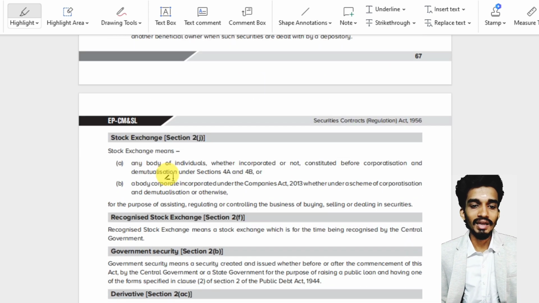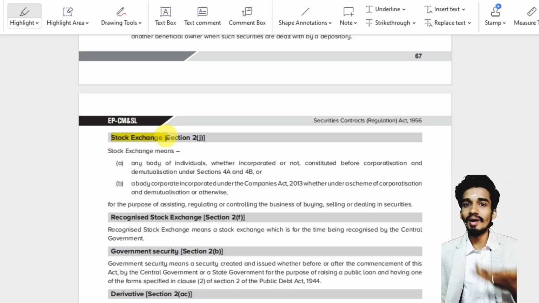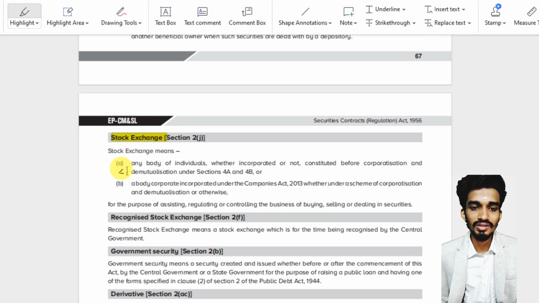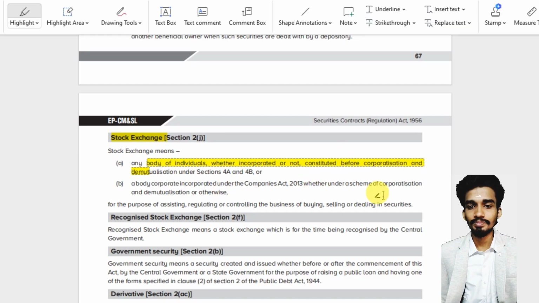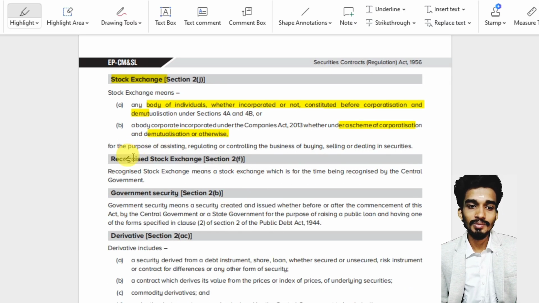So okay, and what is meant by stock exchange? Stock exchange is a marketplace for the buying and selling of securities. Like so, any stock exchange, any body of individuals. This we have seen in your chapter 2. That is your constitution before corporatization and demutualization, and which also covers after, under the scheme of corporatization and demutualization. Okay, so recognized means which has been recognized by the central government.